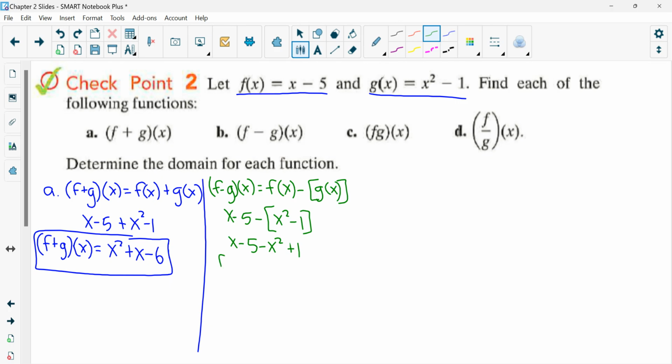So I end up getting f minus g of x. Combine our like terms and put in standard form: negative x squared plus x minus 4. Also, we do need to find the domains for these. It says that in the directions. Just forgot that for the first one.